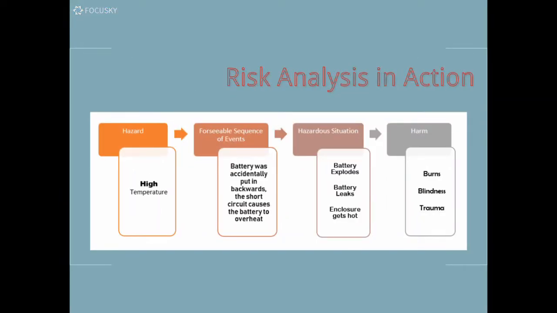In practice, this looks like a hazard would be something such as a high temperature. A foreseeable sequence of events that leads to that, as an example, would be a battery that's put in backwards, causing a short circuit and the battery to overheat. A hazardous situation that can occur is the battery might explode, the battery might leak, or the enclosure could get very hot. All of this leads up to a harm such as a burn, blindness, or some trauma.